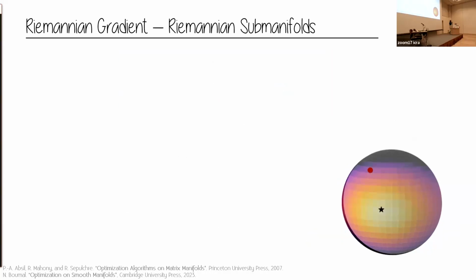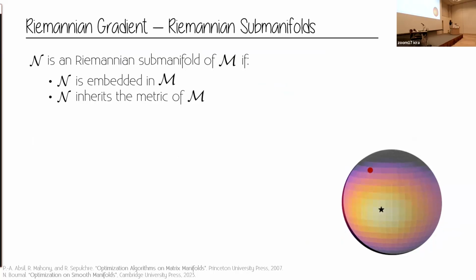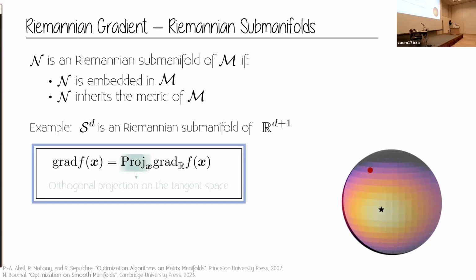There is another case in which the Riemannian gradient is actually quite easy to compute, and that is the case where we have Riemannian submanifolds. N is a Riemannian submanifold of a manifold M if N is embedded in M. An example is the sphere that is embedded into one dimension higher Euclidean space, and the manifold N should inherit the Riemannian metric of M. The example of this is the sphere, which is a Riemannian submanifold of R^(d+1), and in that case, the Riemannian gradient is simply equal to the orthogonal projection on the tangent space of the Euclidean gradient.